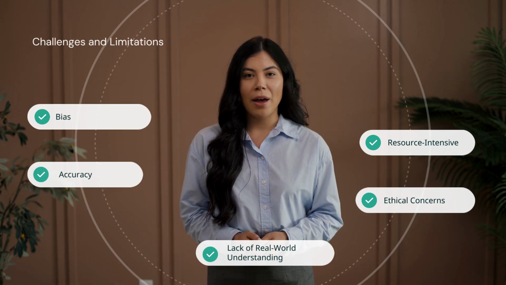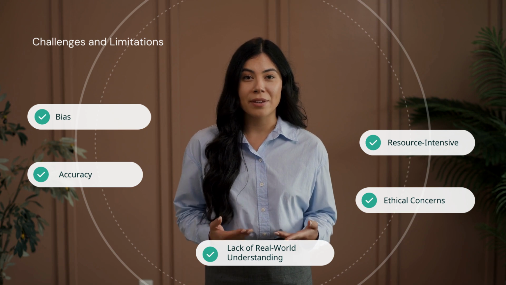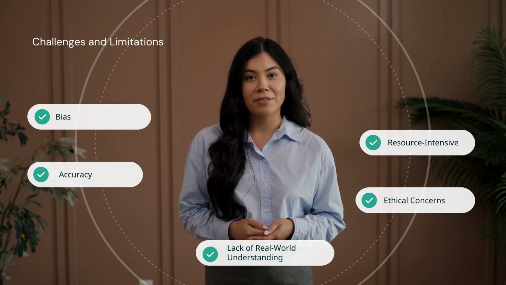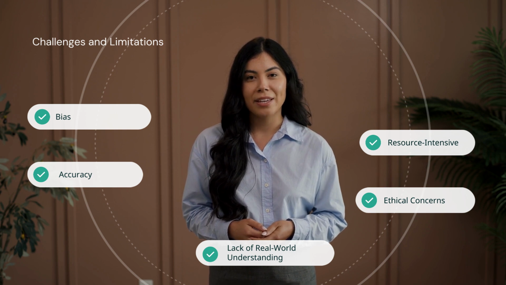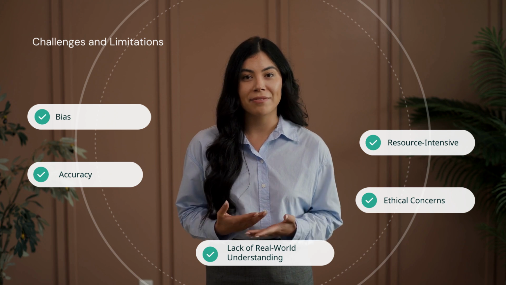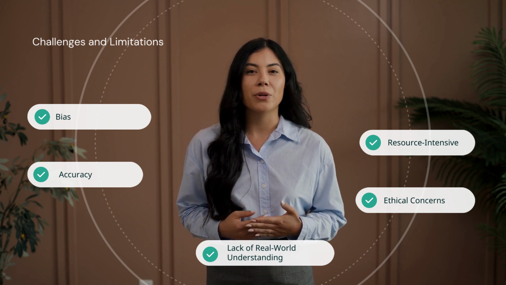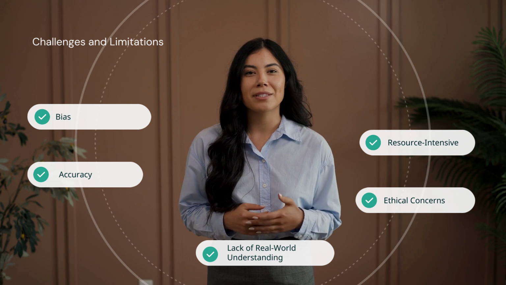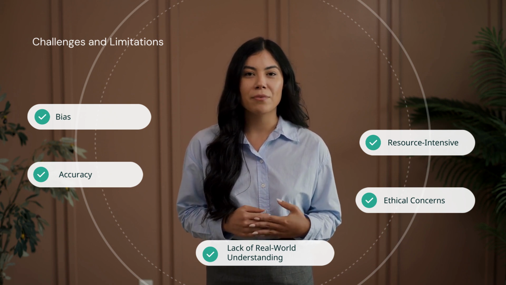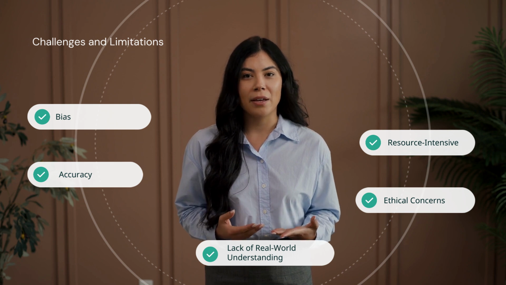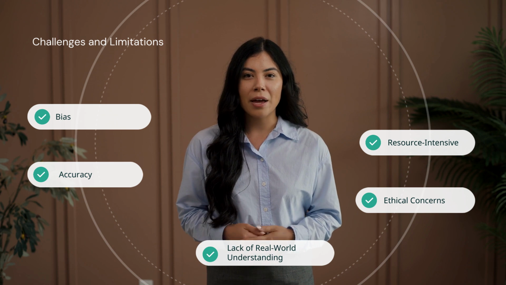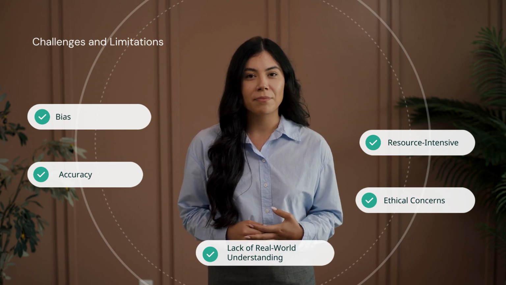While LLMs are powerful, they also have some limitations. Bias. LLMs can inherit biases present in their training data, leading to biased or inappropriate outputs. Accuracy. They may generate incorrect or nonsensical information, especially when dealing with complex or niche topics. Lack of real-world understanding. LLMs do not understand the world like humans do. They rely on patterns in text data.